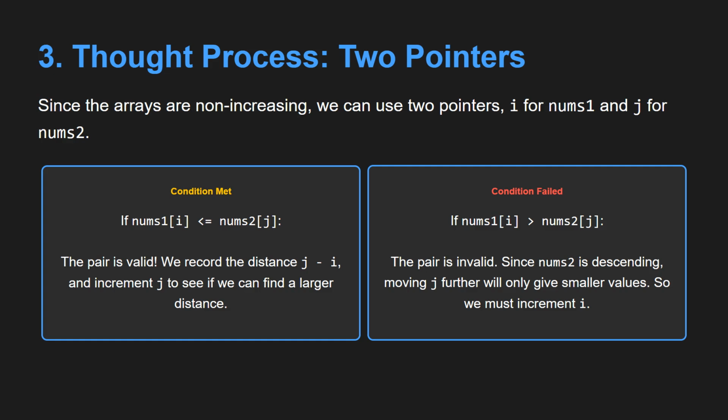If it is invalid, it means nums1[i] is too large. Because the arrays are non-increasing, moving j further right would only yield smaller values, making it even more invalid. Thus, our only option is to increment i.